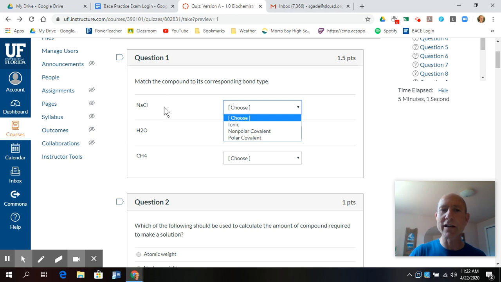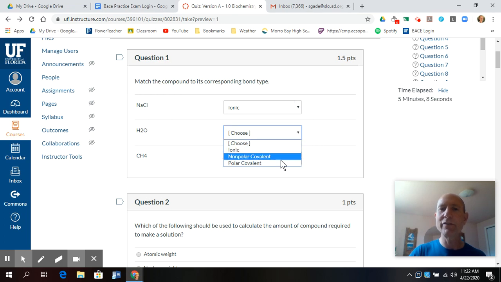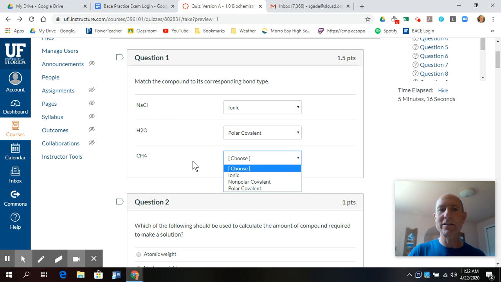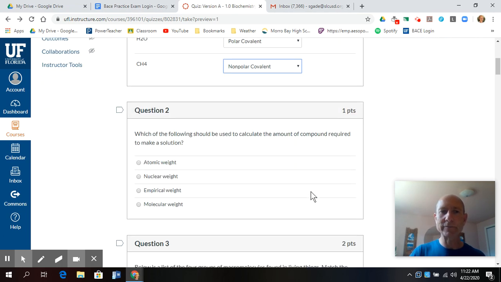So sodium chloride, we've got a metal and a nonmetal. That's ionic. Water is the poster boy for polar covalent. I mean, we just know this. Methane is a hydrocarbon. You guys know that hydrocarbons are nonpolar, and that's why hydrocarbons and water do not mix. They're not miscible. So methane would be nonpolar covalent.